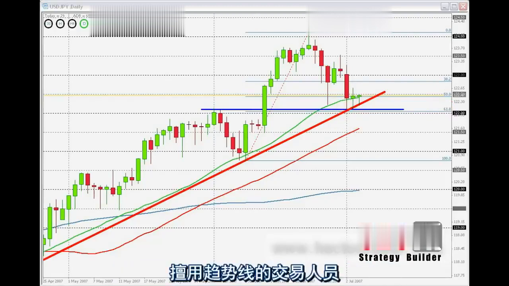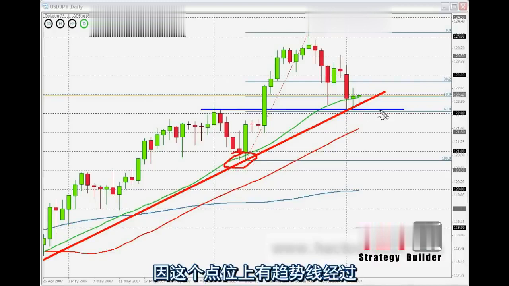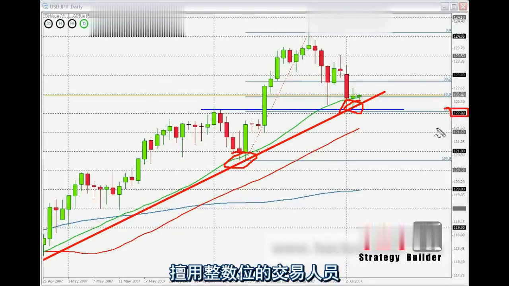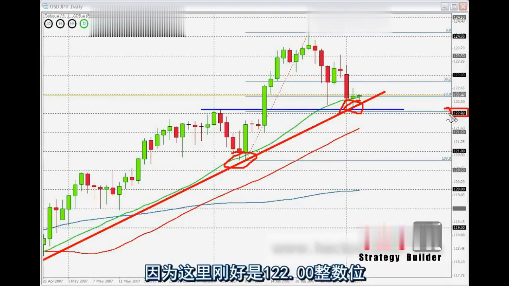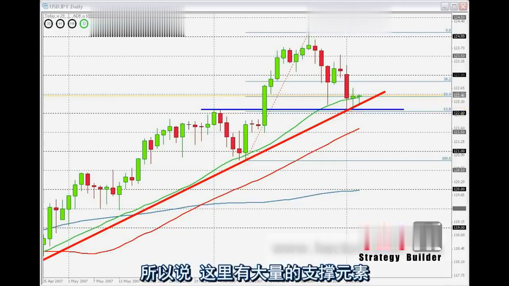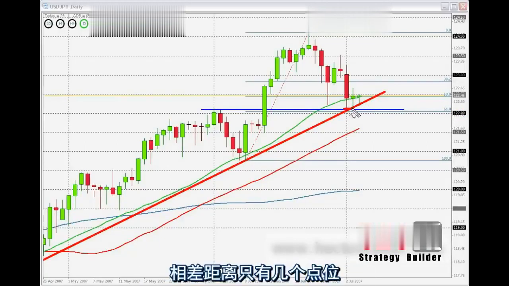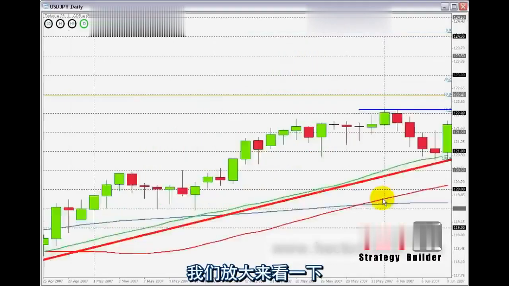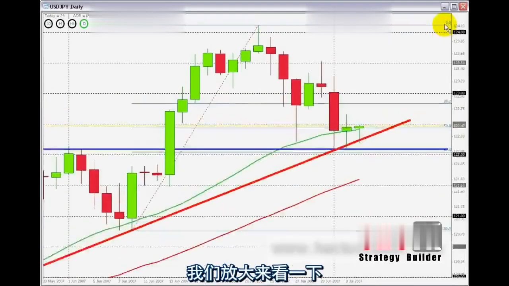Trend line traders also like that level because we have one trend line around that level. And round number traders also like that level because we have the 122.00 round number right there. So as you can see, we have plenty of elements coming together within very few pips, about 10 to 15 pips of each other. So what's the idea? Let me zoom in even more, right there.